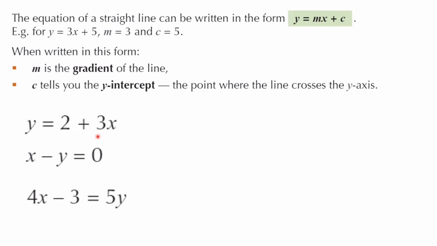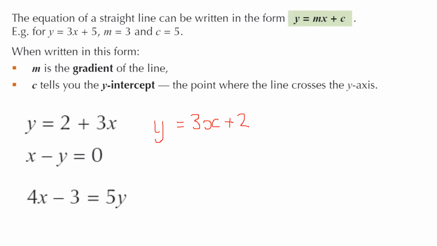So I've just got a couple of examples here. We're going to make sure that they're in the form y equals mx plus c, and write down what the gradient of the line is and what the y-intercept is. First example, we've got y equals 2 plus 3x. It's almost in the form. What you can do if you want is put y equals 3x plus 2.